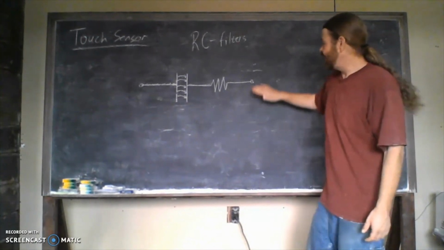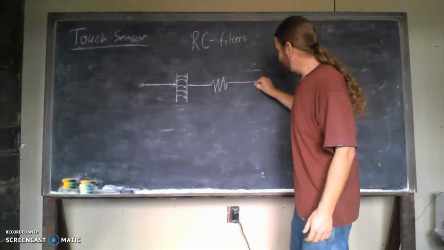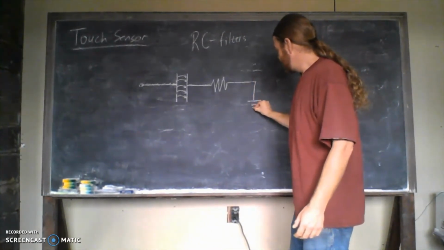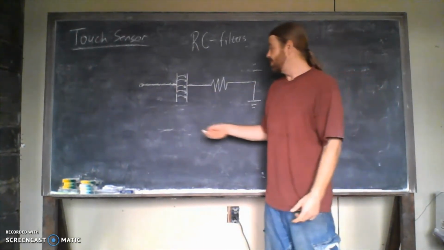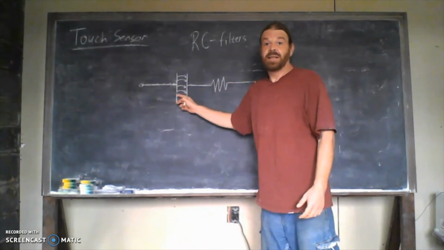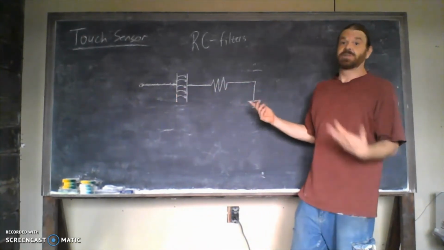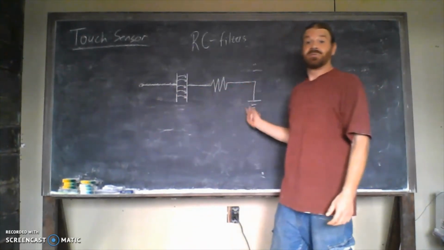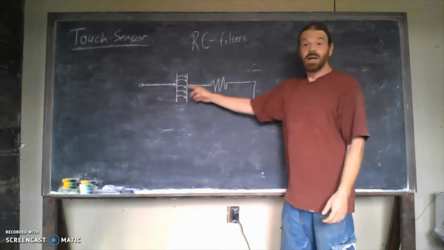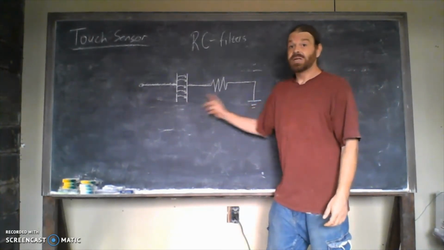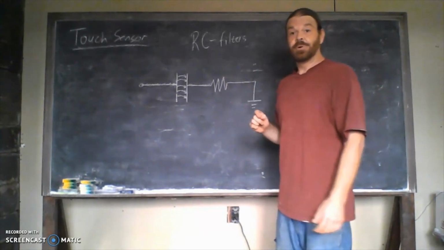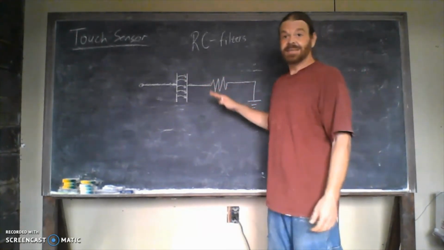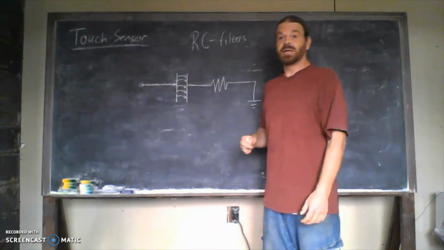And to be technical, to be an RC filter, that happens on the way back to ground. So we have some stuff going on, and then on the way back to ground, just remember, current's always searching for a route to ground. On the way back to ground, we slow it down with an RC filter. And we're going to use that concept to build a touch sensor.